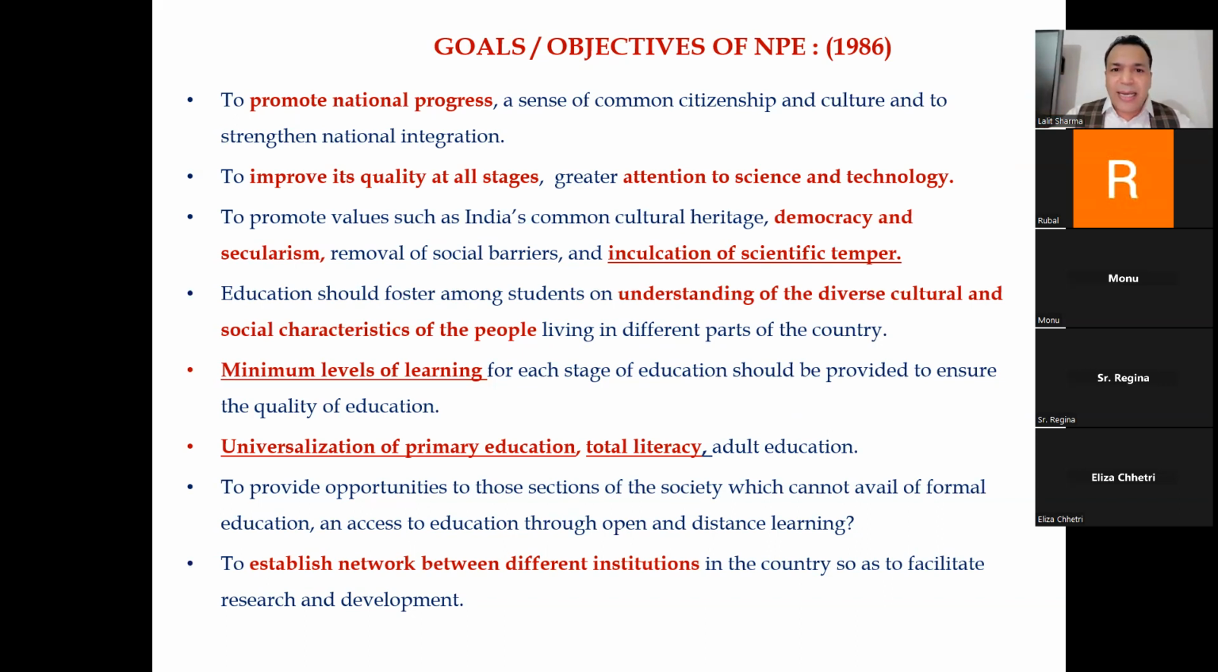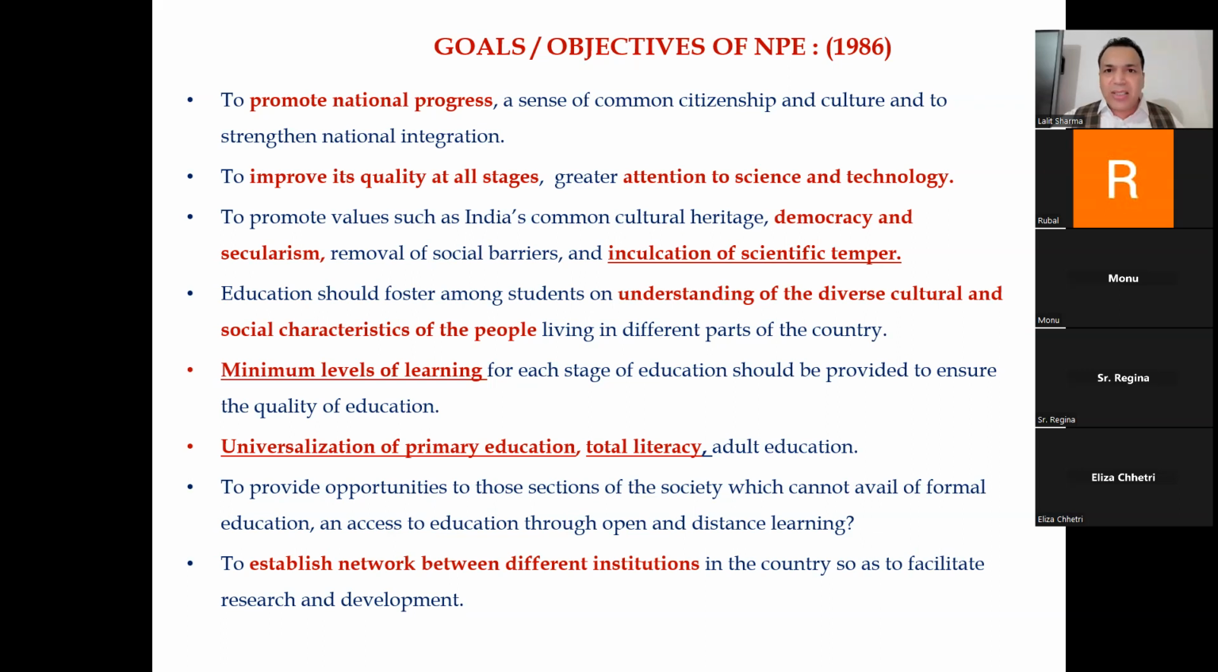To promote values such as India's common cultural heritage, democracy and secularism, removal of social barriers and inculcation of a scientific temper. To develop the scientific temper. This is the new point that has come. The other points from 64-66 you can fit in here, but the new point is inculcation of a scientific temper. That's why I have underlined it, right? Education should foster among students an understanding of the diverse cultural and social characteristics of the people living in different parts of the country.